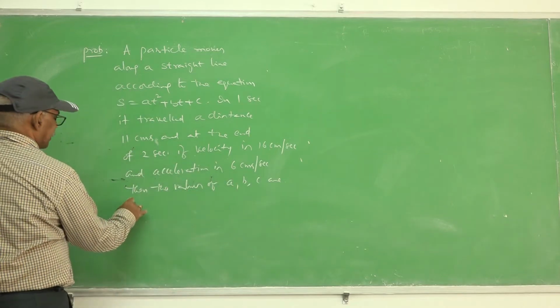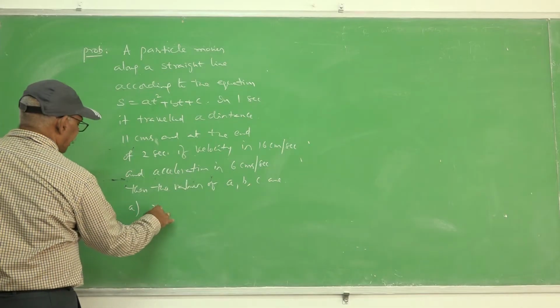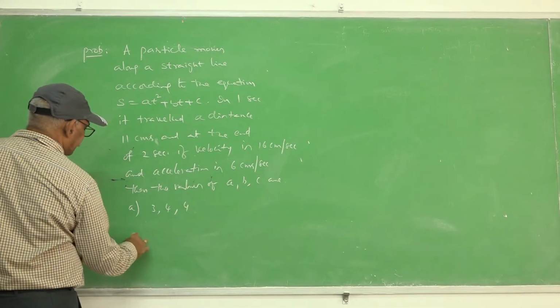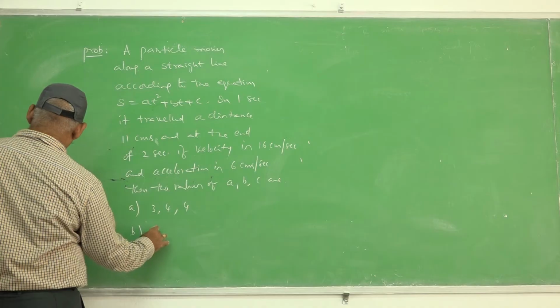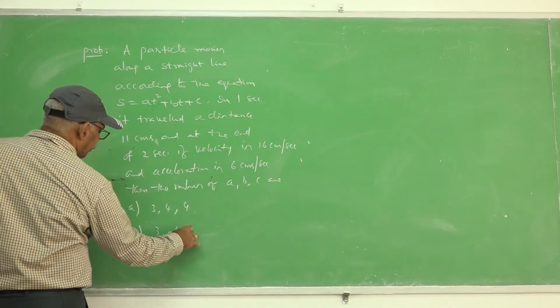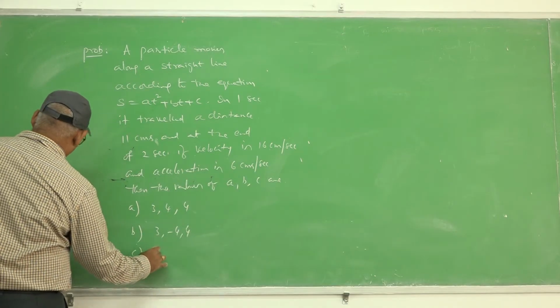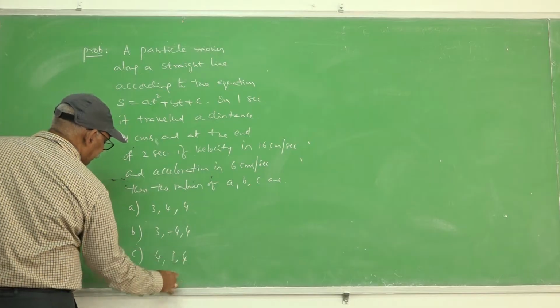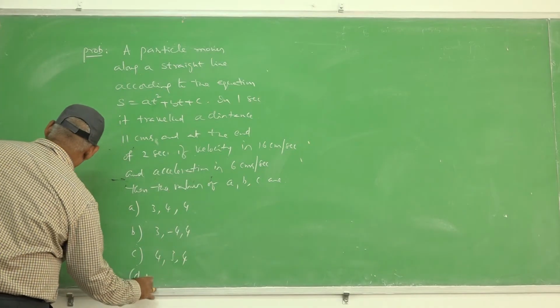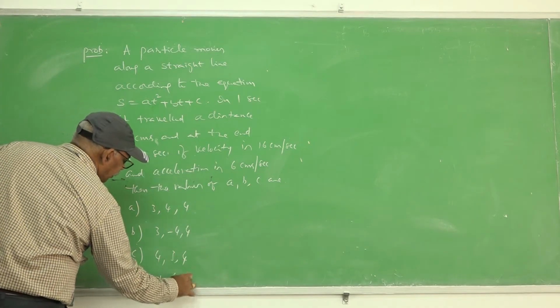The given options are 3, 4, 4; 3, minus 4, 4; 4, 3, 4; and 1, 4, 4.